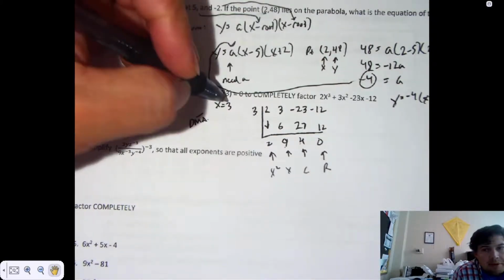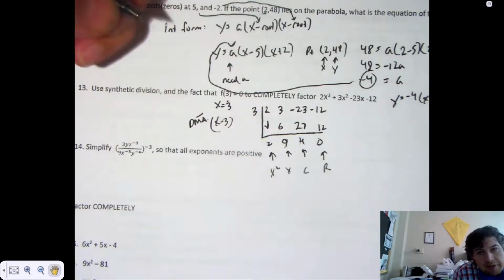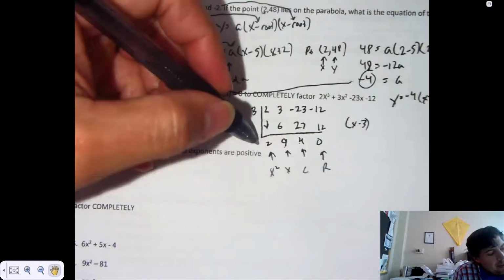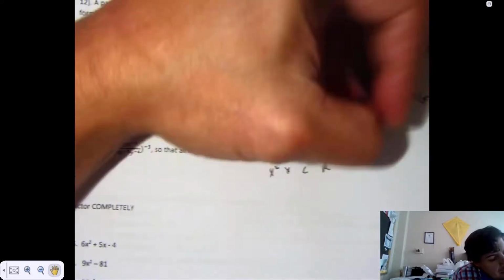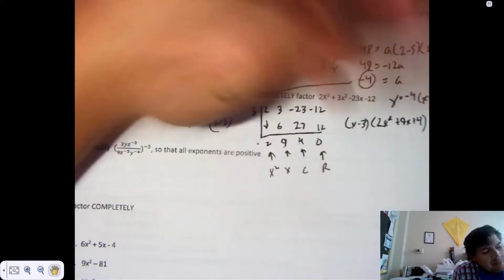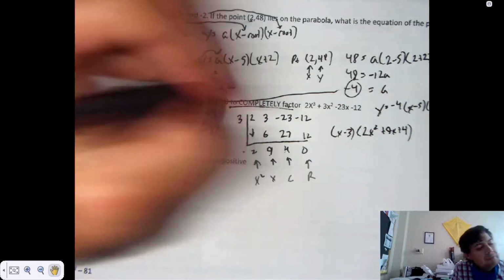Now what happened is we pulled the factor x minus 3 out. When we pulled x minus 3 out, we got this guy left over: 2x squared plus 9x plus 4. And your job is to completely factor it. All right? So what you're going to do is factor 2x squared plus 9x plus 4.